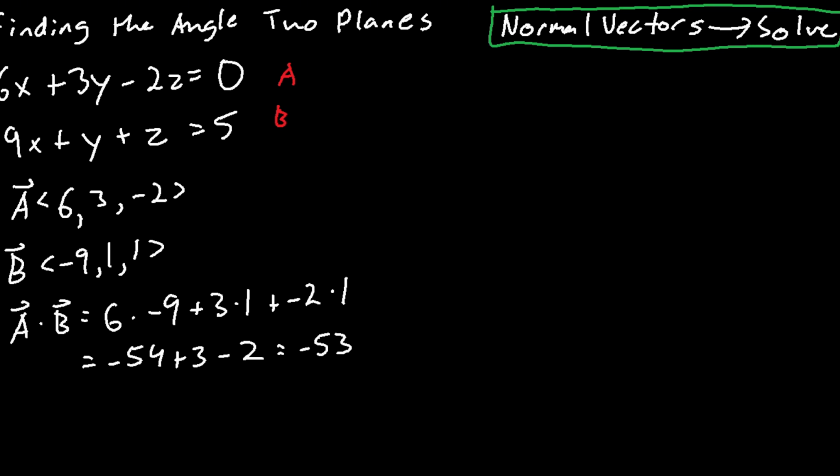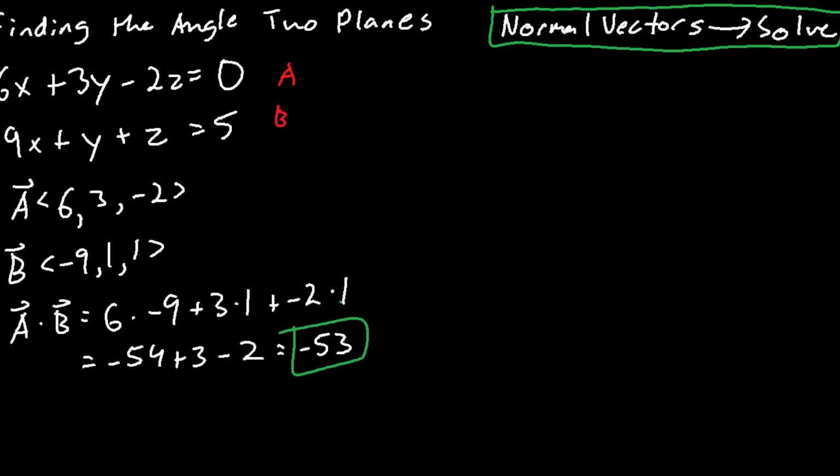The angle between two planes shouldn't be obtuse. I guess you could make them obtuse, but I guess both answers could work. Let's just keep going. Negative 53. What's the next step? Oh, well, this is the dot product.